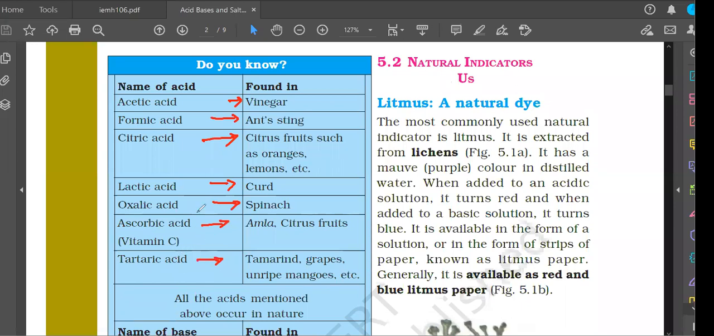And as I said, if I ask you, will these acids release H plus? Yes or no? Tell me yes or no.